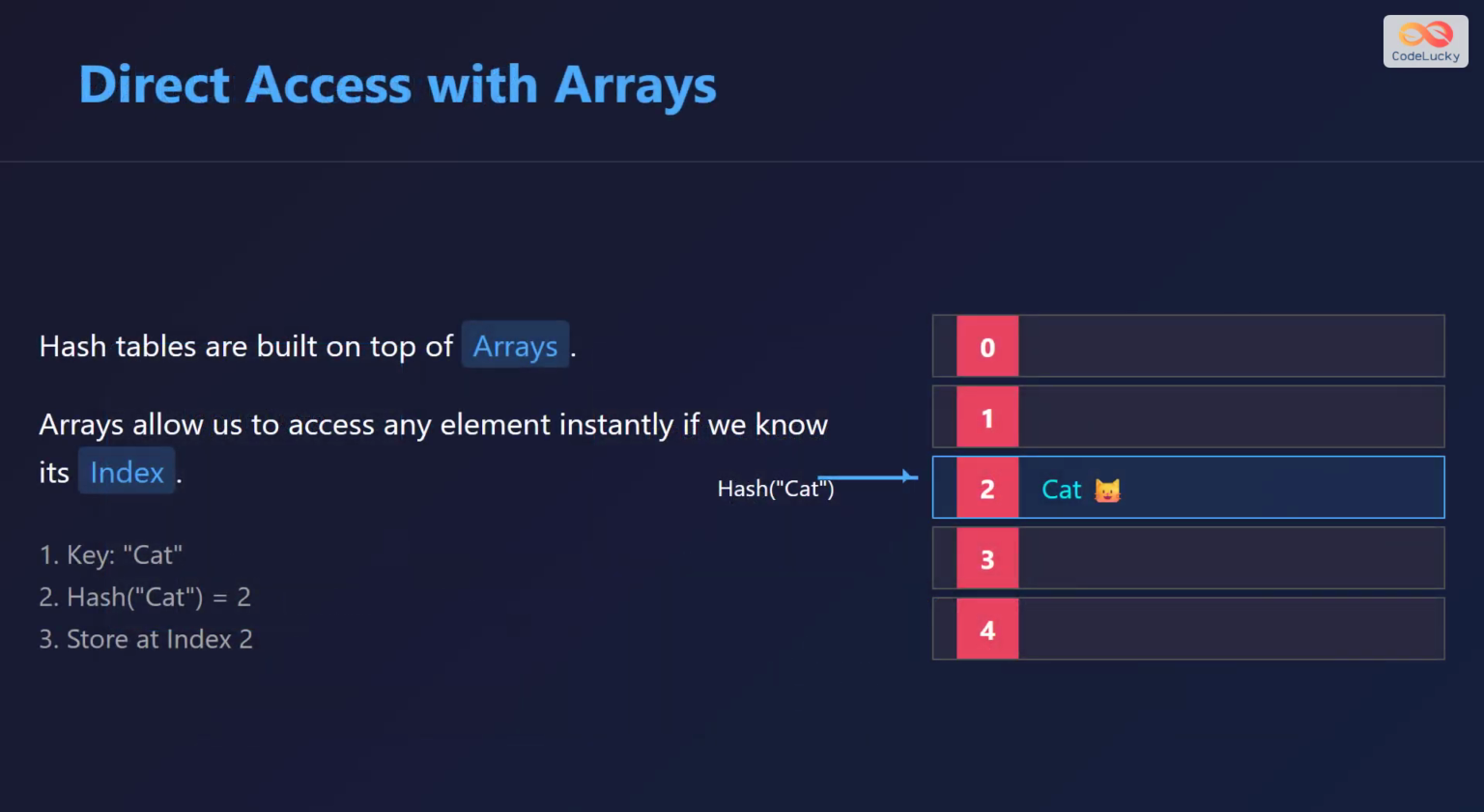Why do we do this? Because hash tables are essentially built on top of arrays. We know that arrays allow us to access data instantly if we know the index. By hashing the key cat, we get the number 2, which tells the computer exactly where to store and retrieve that data in the array without searching through every single slot.